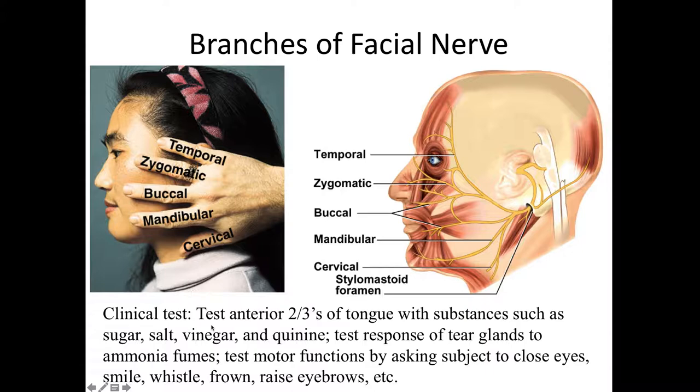So clinical testing for these things, you can test the anterior 2/3 of the tongue with substances and ask the patient to report whether or not they can taste them. You can test the response of tear glands to ammonia fumes. So if you remember that image from lab where the person had those little ammonia-soaked pieces of paper stuck to their lower eyelids, it looks pretty painful. So if you produce tears in response to that, then your facial nerve is okay, or at least portions of the temporal and zygomatic are. And you can test motor function of faces as well. So you can ask the patient to make different facial expressions to see if they're able to.